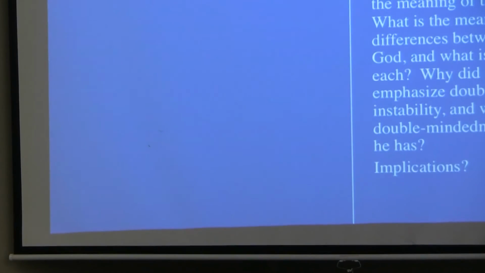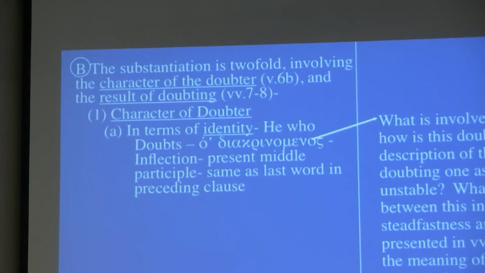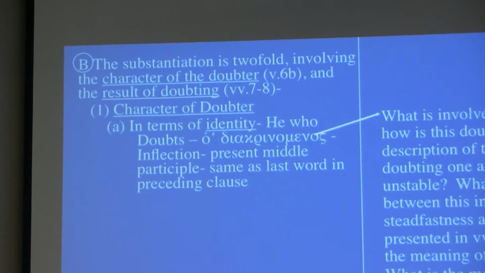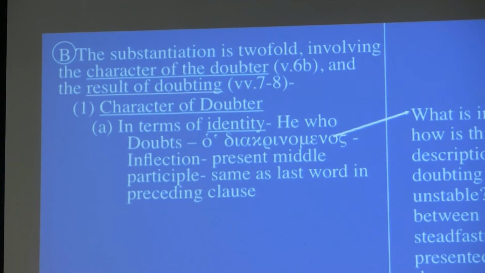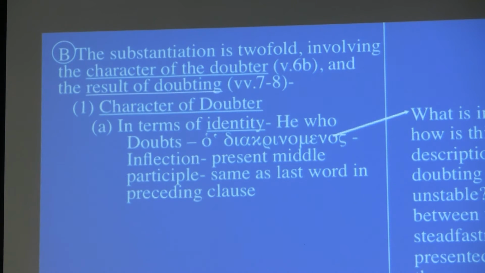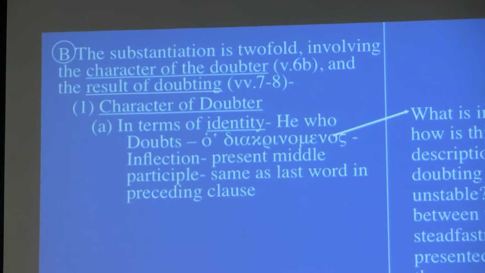Now, the substantiation really is twofold, involving both the character of the doubter and the result of doubting. By the way, you note the parallelism here. The first exhortation was substantiated by the character of God, who gives to all men generously and without reproaching, and the result of asking God, and it will be given him. Here, the substantiation of not asking in doubt involves the character of the doubter and the result of doubting.